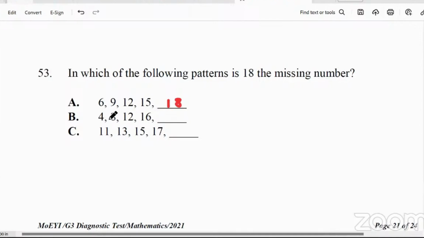Okay, in B, 8, 12, 16, they're actually adding 4. So if we were to add 4 to 16, that would be 20. And in C, 11, 13, 15, 17, they're adding 2 each time. So if we add 2 to 17, the answer is 19. So the correct answer would be A. 6, 9, 12, 15, then 18.